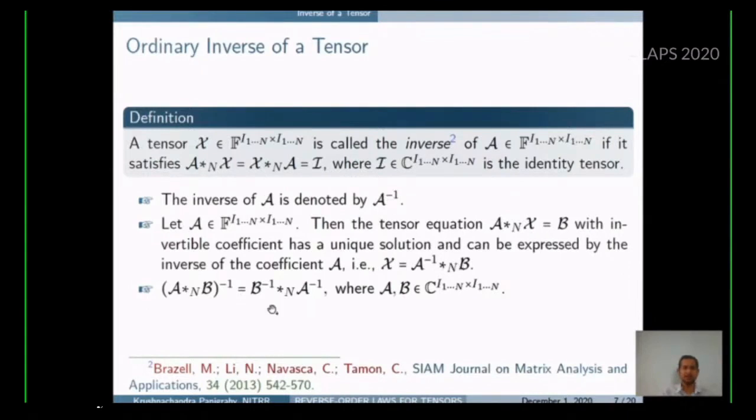Also one can easily verify the reverse order law for the inverse: if A is invertible and B is invertible, then the inverse of A star n B becomes B inverse star n A inverse.